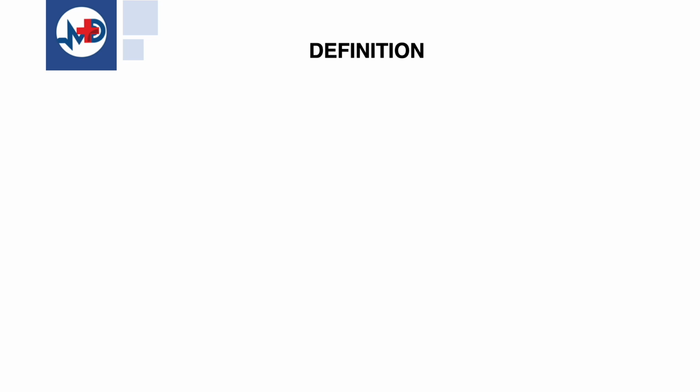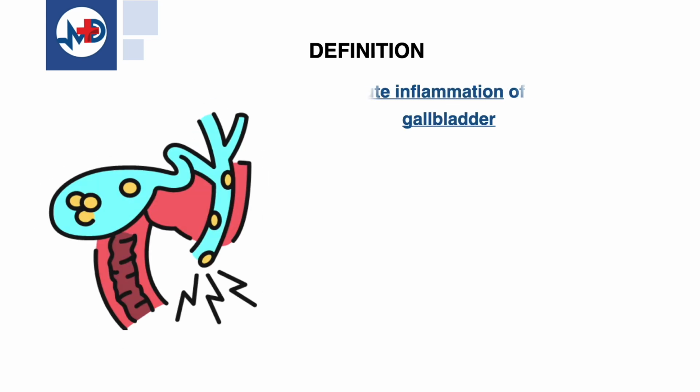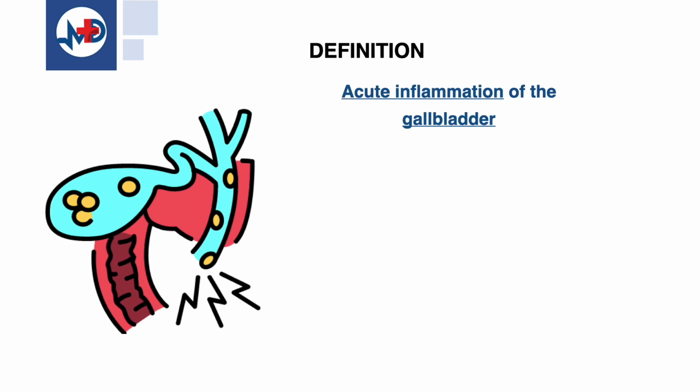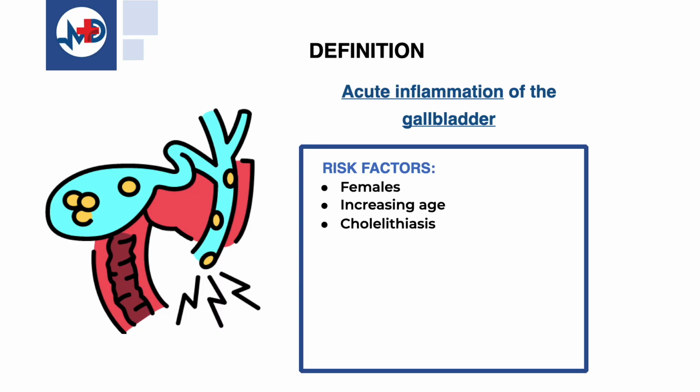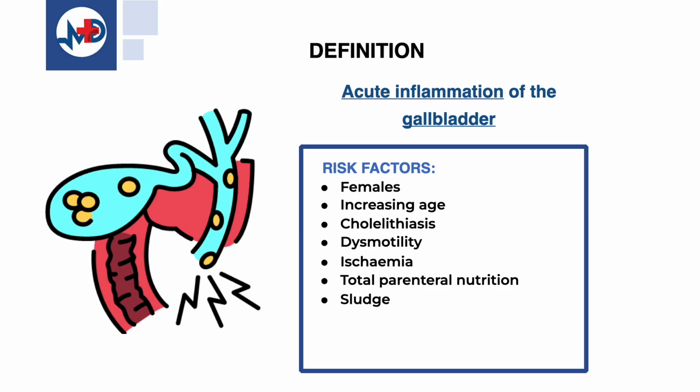A common acute abdomen case that you may encounter could be acute cholecystitis. Acute cholecystitis is the acute inflammation of the gallbladder. The risk factors for acute cholecystitis include being female, increasing age, cholelithiasis, dysmotility of the gallbladder, ischemia, and total parenteral nutrition, which causes gallbladder stasis, biliary sludge, and gallstones. Diabetics also have an increased risk of acute cholecystitis.